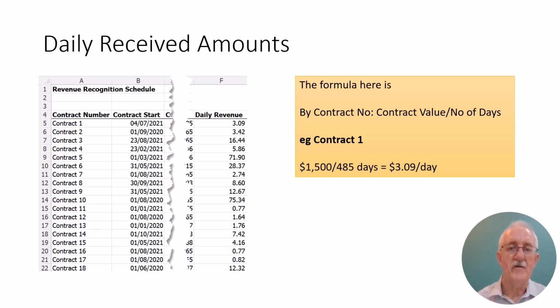The first thing to do is to create the daily revenue amounts. And the formula you can see there is to divide the contract value by the number of days. For example, with contract 1, it's $1,500 for 485 days. That's $3.09 per day.